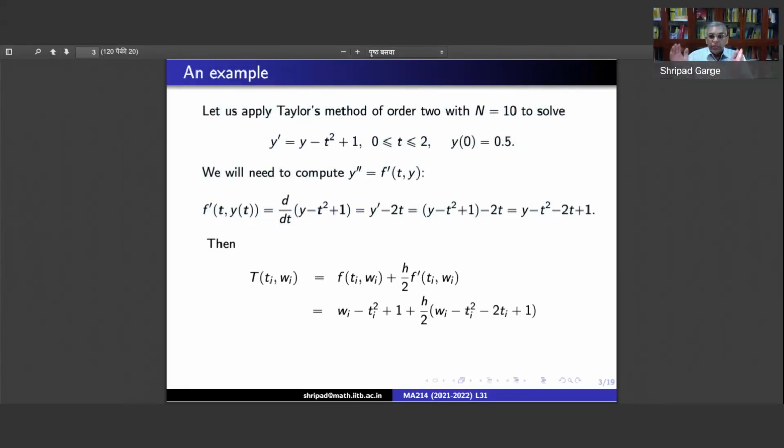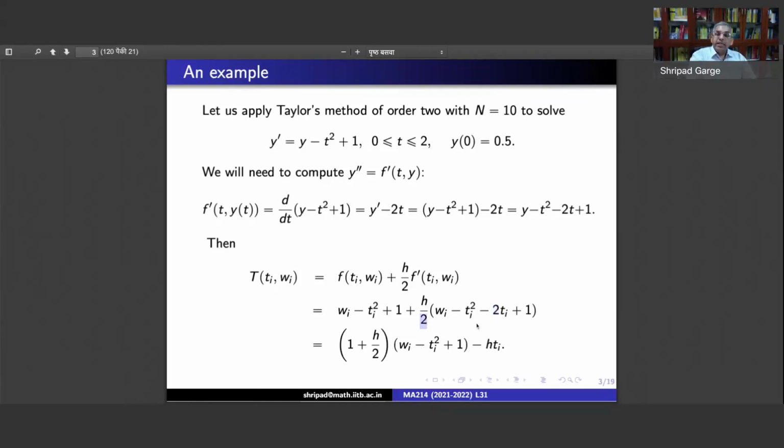Plus h by 2 in the bracket, we have written the f prime of Ti, Wi. And by simplifying, we get this: 1 plus h by 2 times Wi minus Ti square plus 1 minus h of Ti. So this 2 here that we have for 2Ti and this 2 in the denominator get cancelled. Everything else from the f prime term comes here with the other term, which is f of Ti, Wi, and you have 1 plus h by 2 as a factor for that.